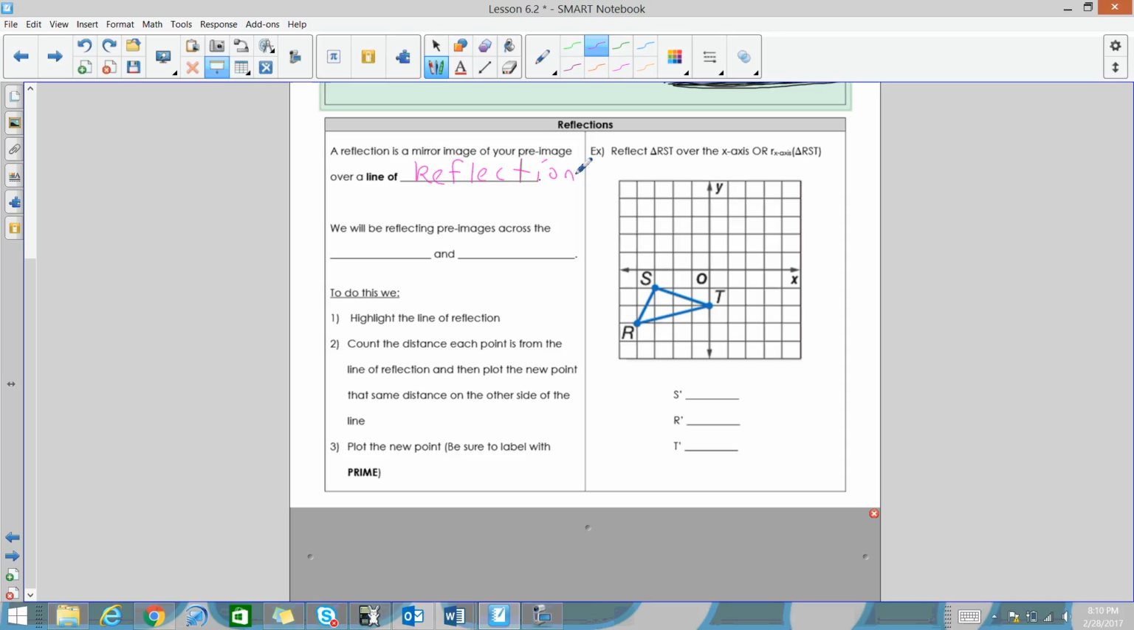All right, we're going to have a mirror image. Now, our lines of reflection: we will be reflecting over only two lines in this class. That's the x-axis and the y-axis.